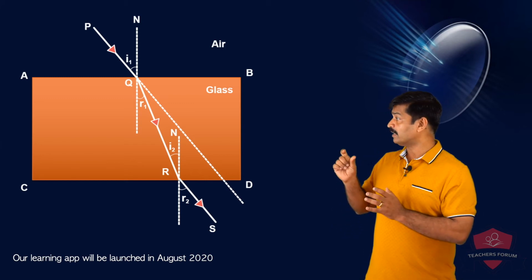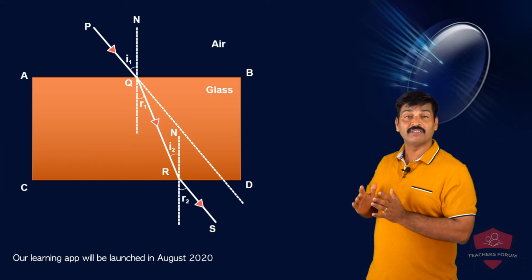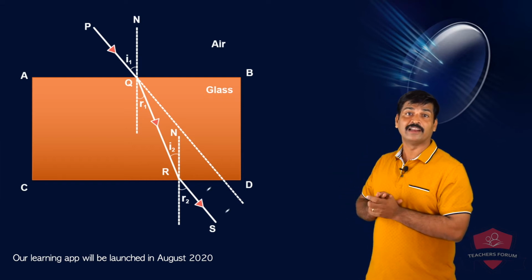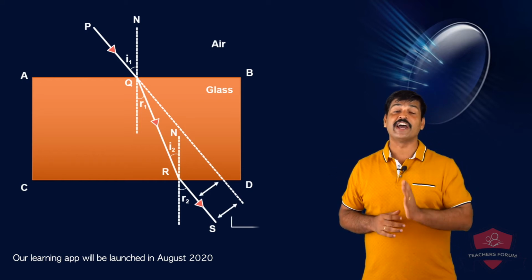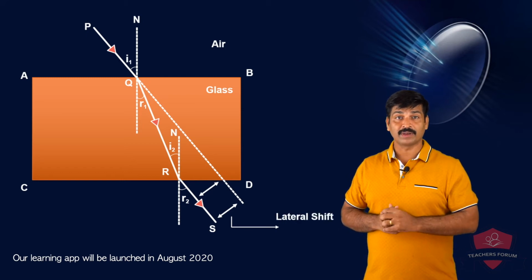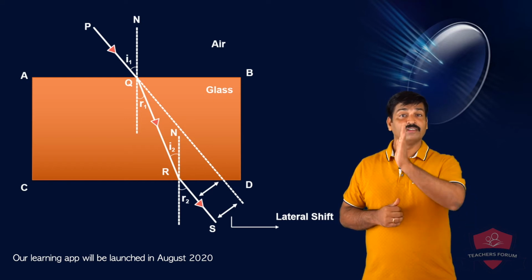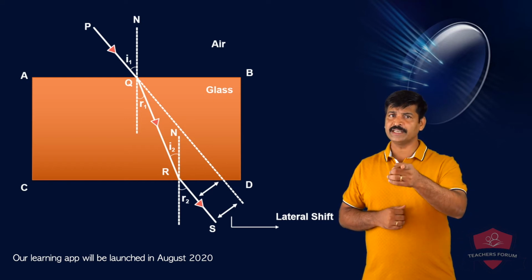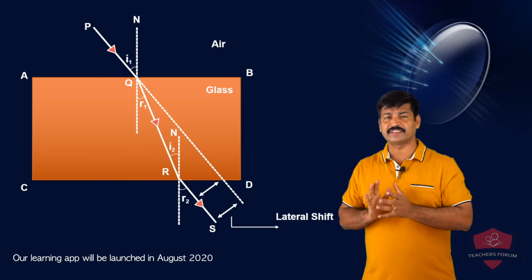And you know the emergent ray is shifted or displaced from the direction of the incident ray. It is parallel. So this shift or this displacement is known as lateral displacement, or we call it lateral shift. Why? Because the emergent ray will be parallel to the direction of the incident ray. I think it is clear why the lateral displacement or lateral shift takes place here.